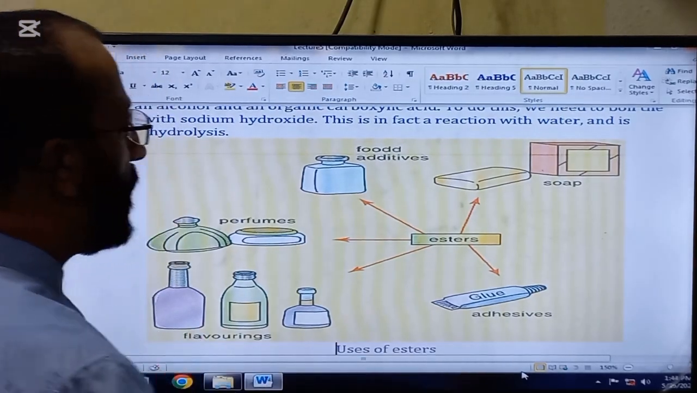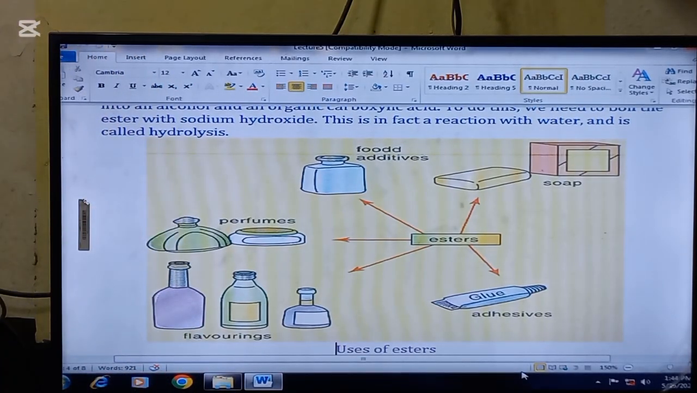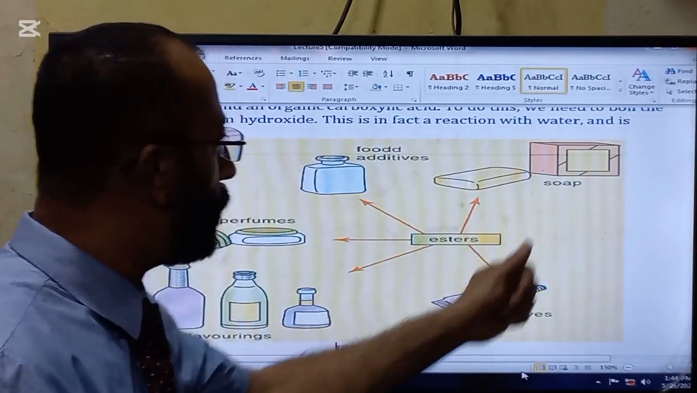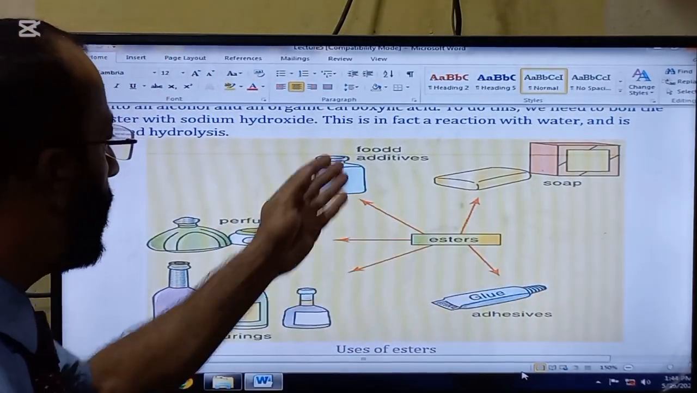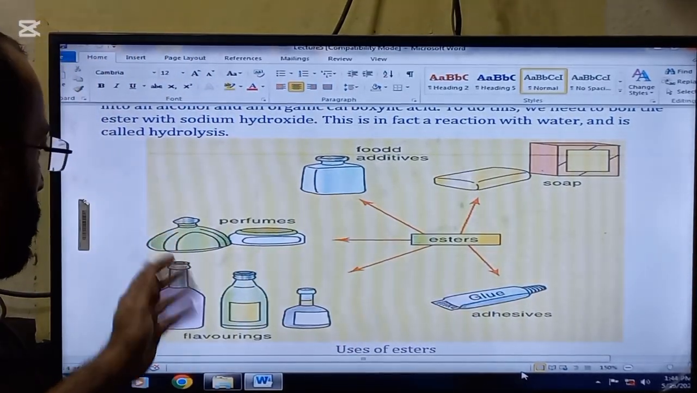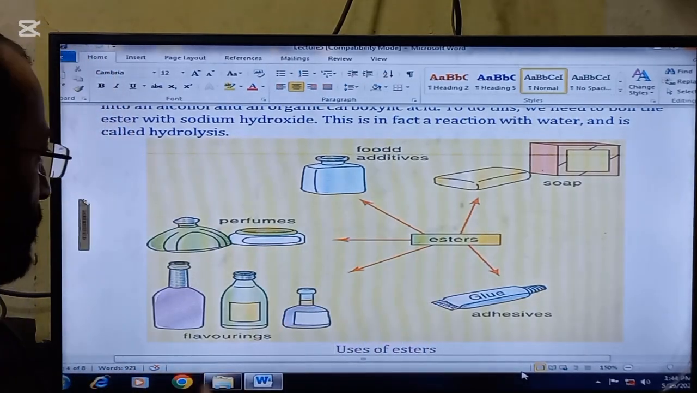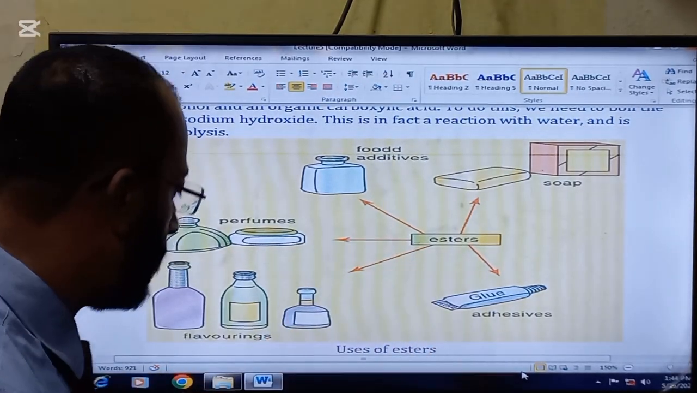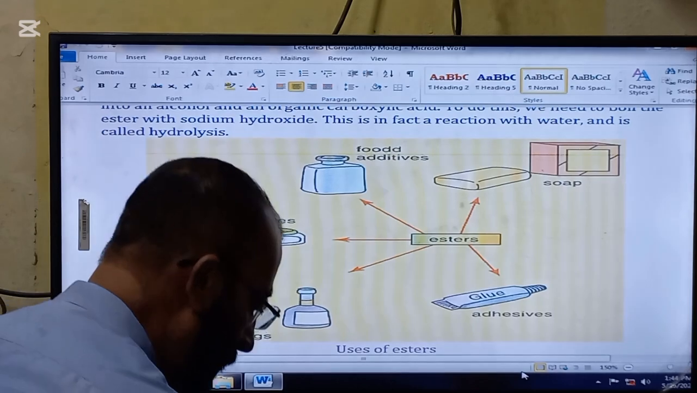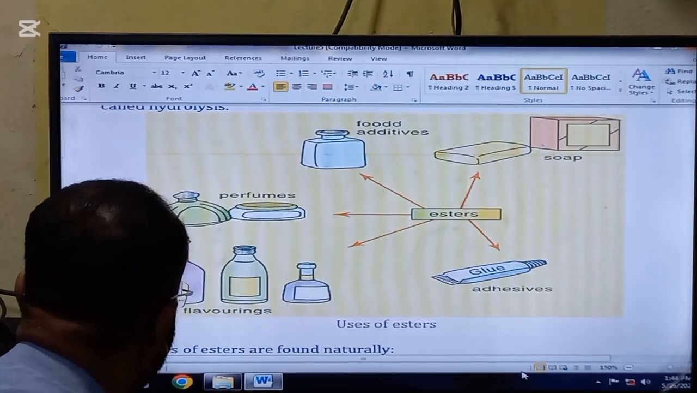Here are some uses of the esters. Esters are used in soap, in food additives, in perfumes, in flavoring, in adhesives. These are some uses of the esters.